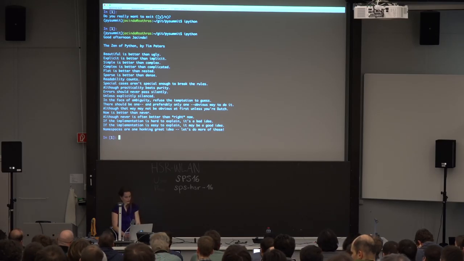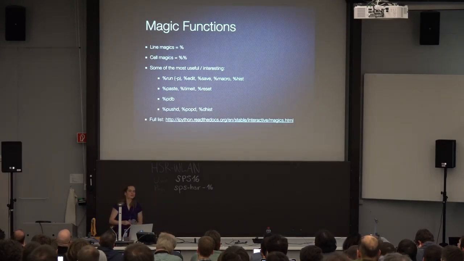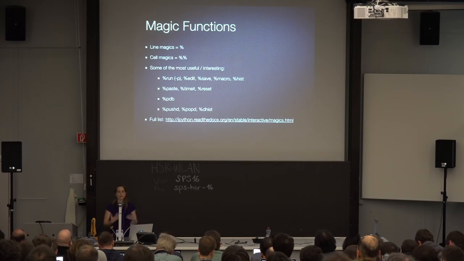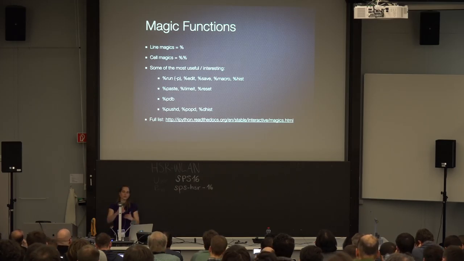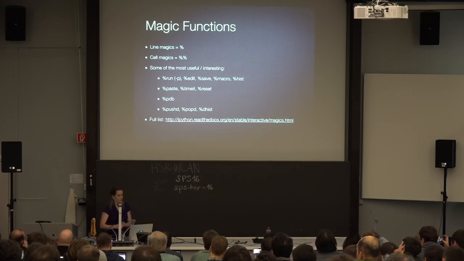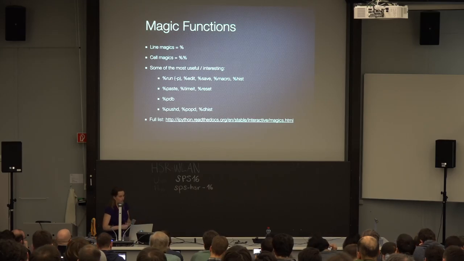All right, so the next item on our agenda is magic functions. Magic functions are special commands that IPython knows how to interpret that give you more powerful control over your environment. Cell magics have two percent signs, and those allow you to operate over blocks of code instead of just on a single line. The examples will demonstrate what this means much more clearly. Run, edit, save, macro, and hist are all things that allow you to operate on files while you're working on things.